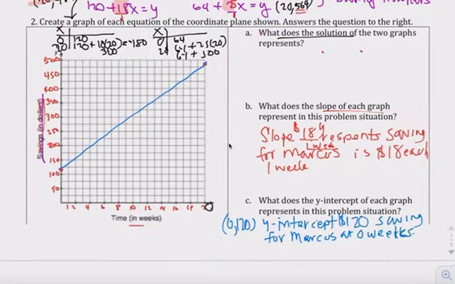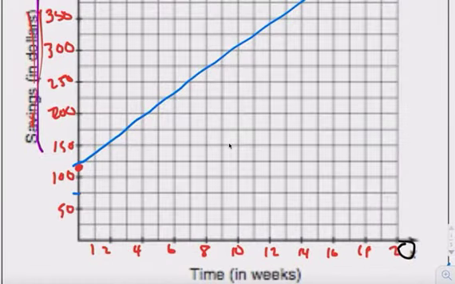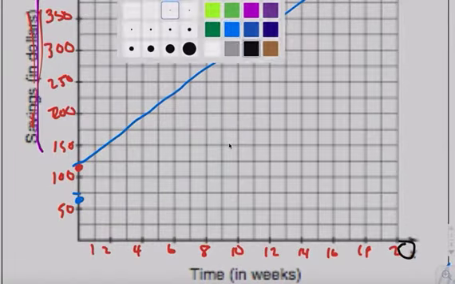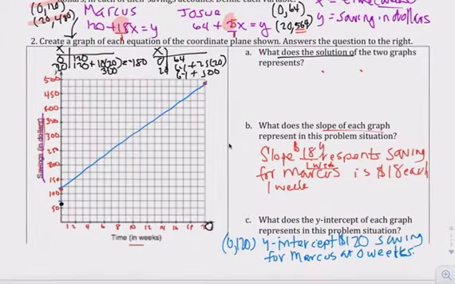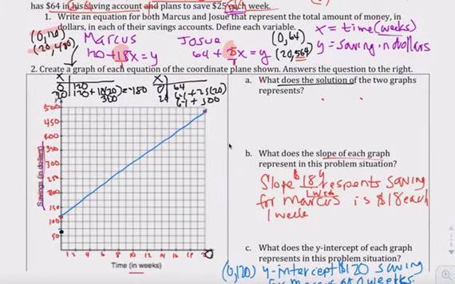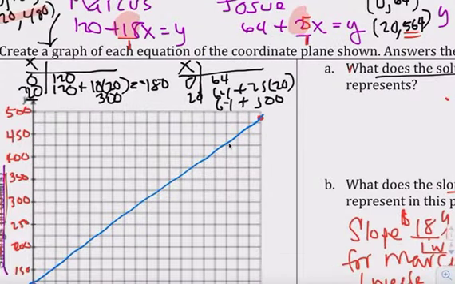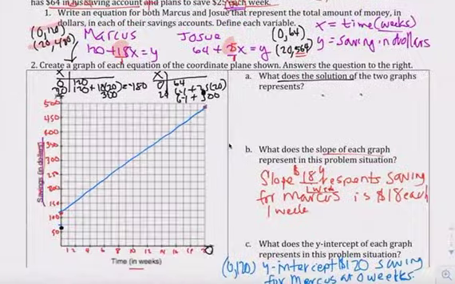0, 64, here's 75. 64 is somewhere there. We'll use black, so it's different than the other one. And then the last coordinate is 20, 564. 550 is right here, so a little bit above it. So somewhere there. Okay, and then you connect the two dots as best you can. Get a ruler, the straighter you get it, the better.